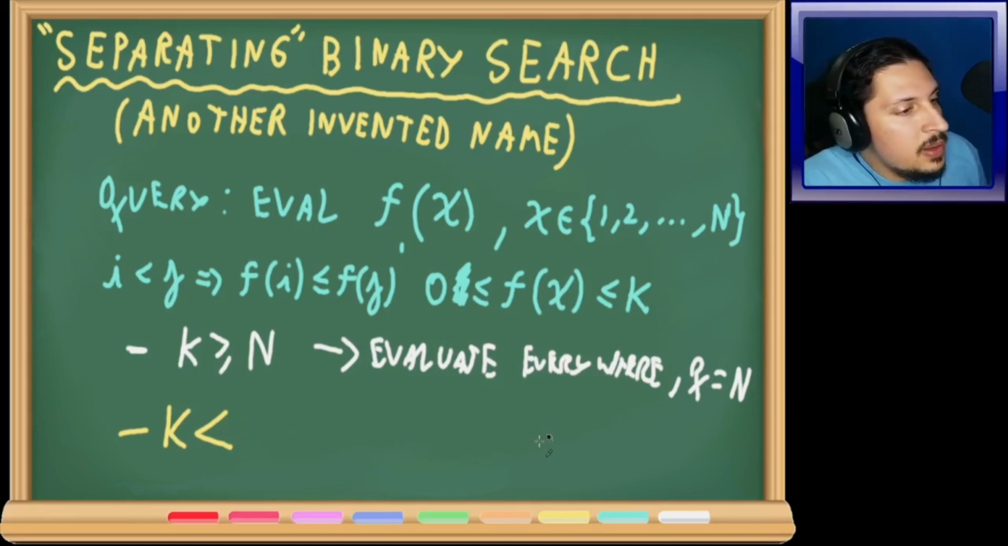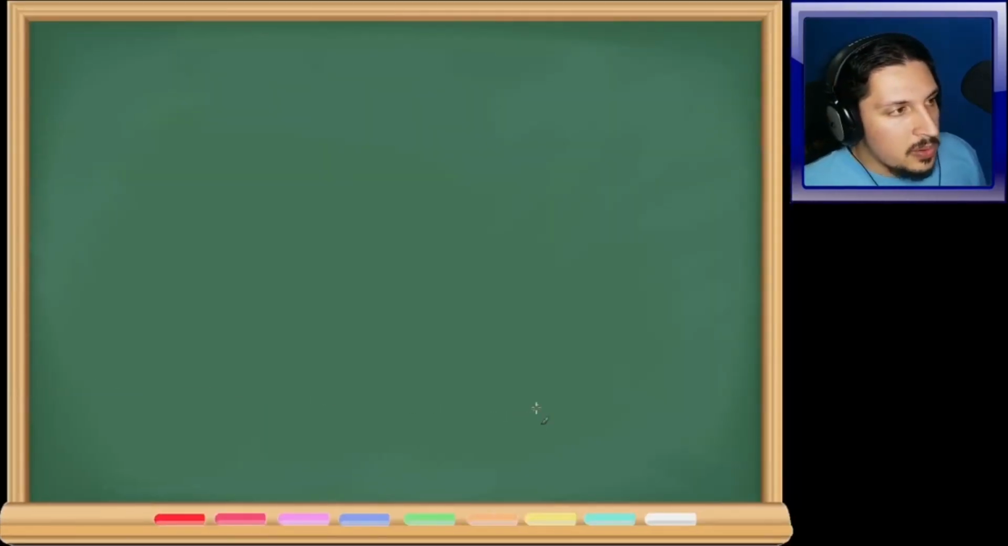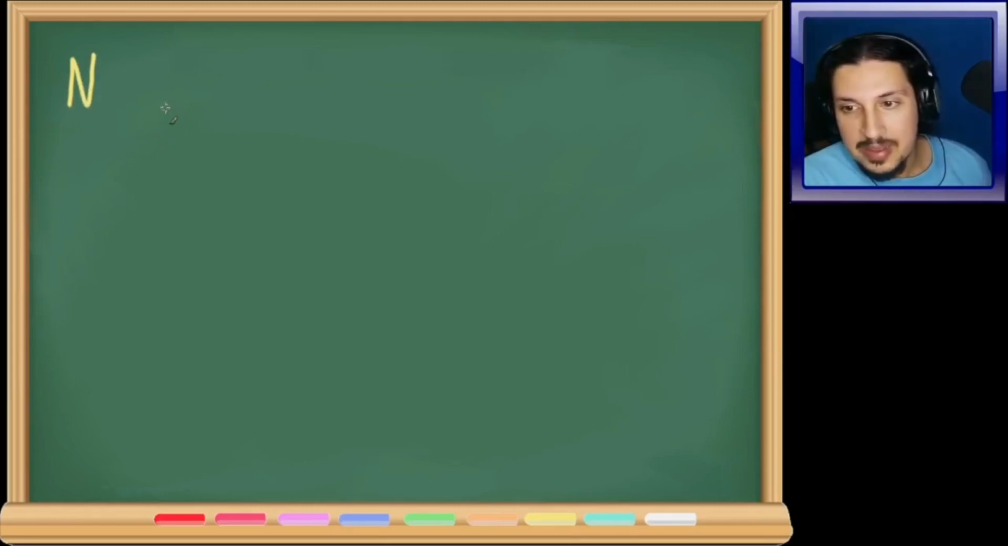Okay, enough talking. Let's think about how to solve this problem. Well, of course, n is the obvious solution. Ask everything, but we want to improve on that, assuming that k is low, because if k is larger than n, we can do nothing.